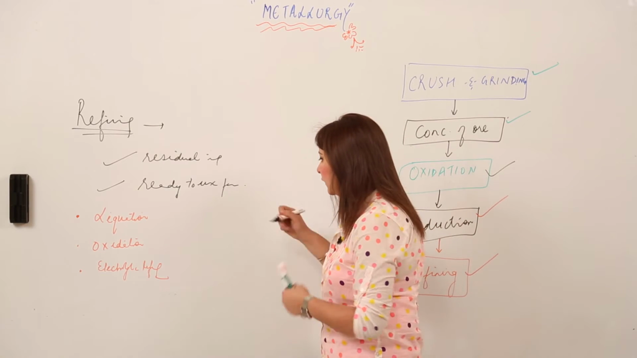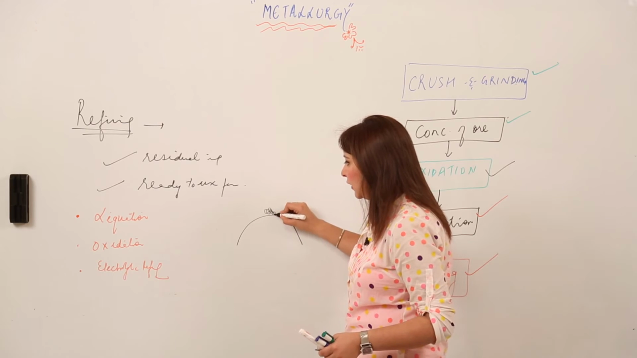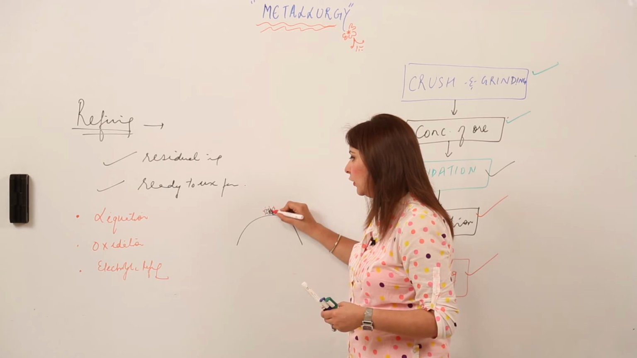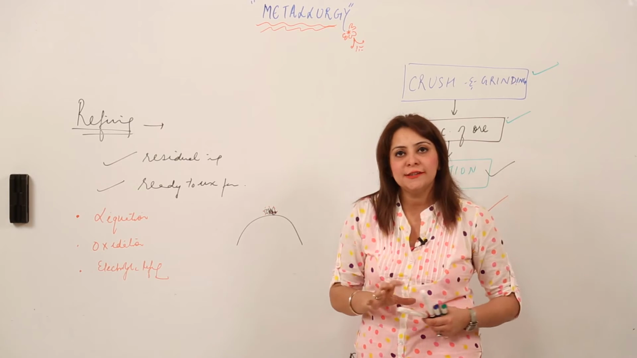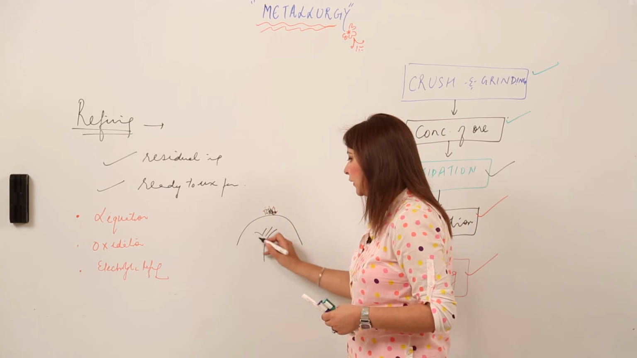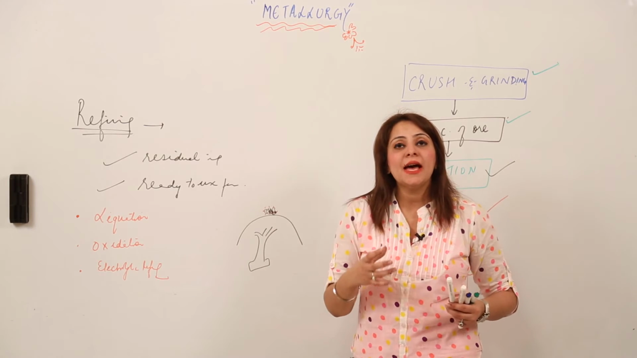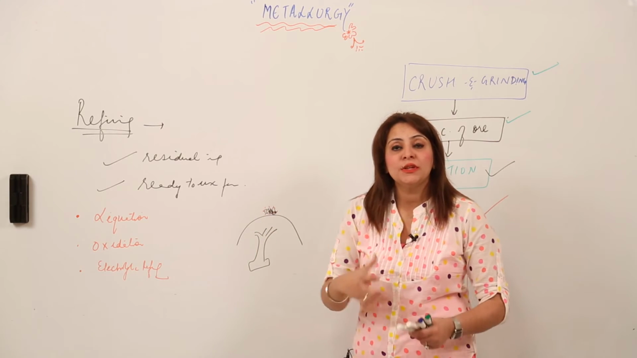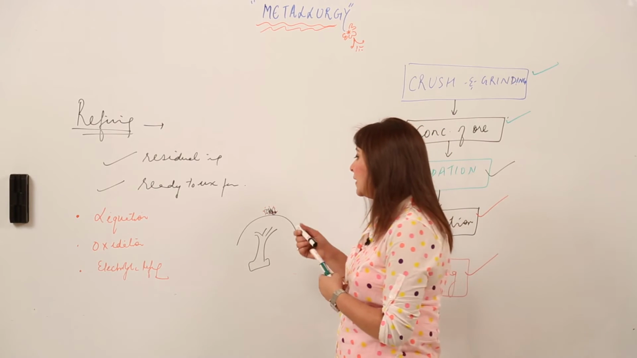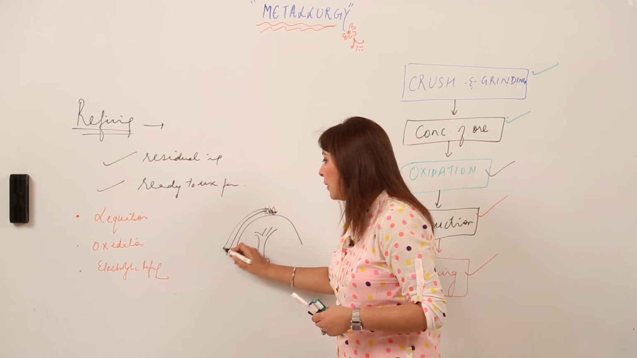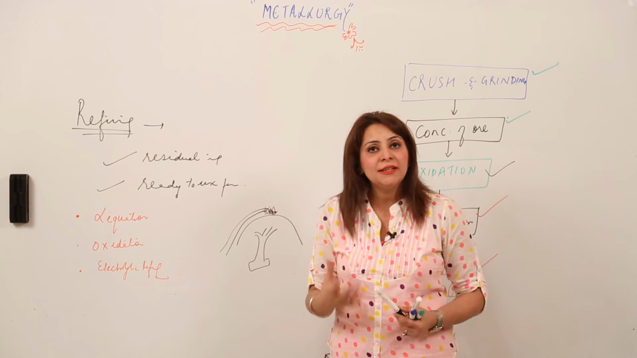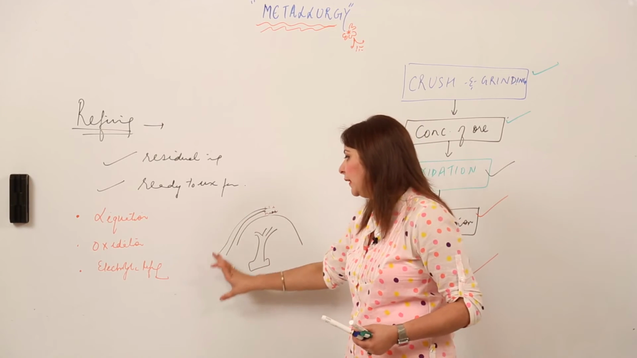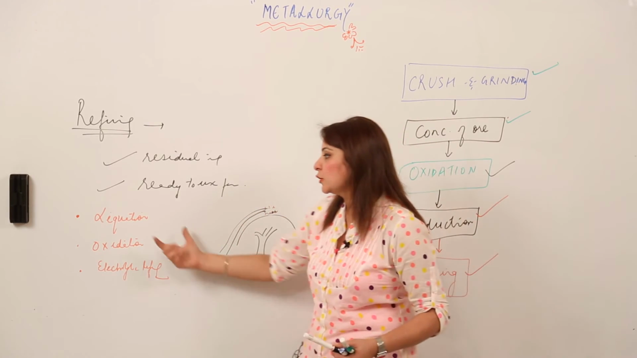So what do we do in the liquation method? It is a very simple method. We take an earthen slope like this, and we keep the metal which is obtained after the reduction on it, and as we know it contains residual impurities, sticking to its surface. So we heat it with the help of a burner. As we know, the metals have a lower melting point as compared to the impurities. So when we apply heat, the metal is going to melt and flow down from the slope. But the impurities, as they have a melting point higher than the metal, are not going to melt and they will stay behind on the slope. So here the metal flows and the impurities are left behind. This is the liquation method.